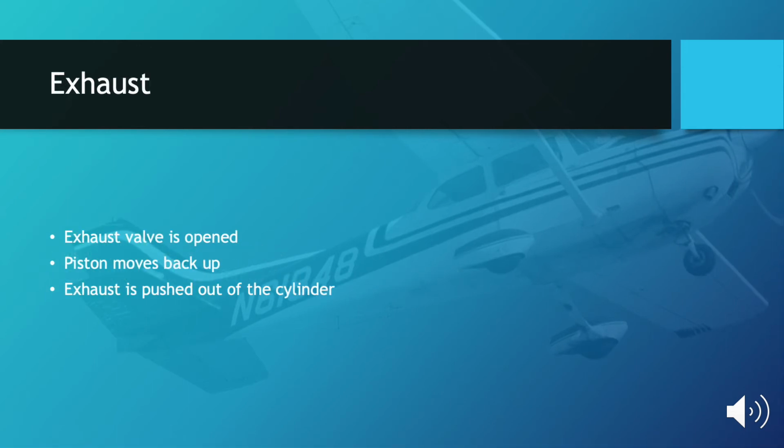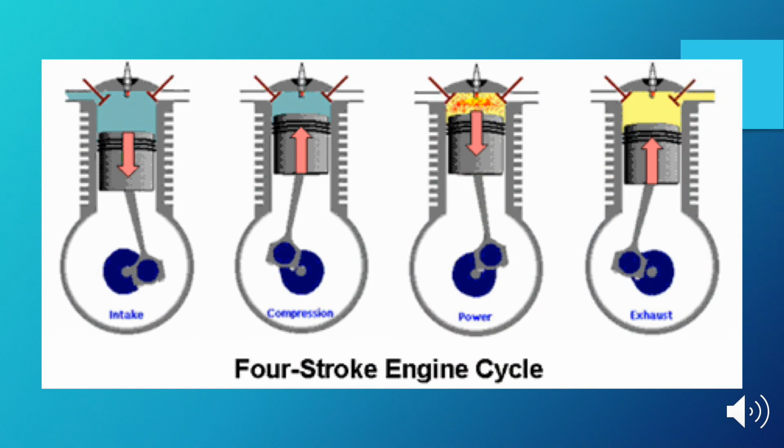The exhaust stroke occurs after the explosion of the power stroke. The exhaust valve opens up and the piston moves back up once again, pushing out all of the exhaust gas. Here we can visually see each of the 4 strokes and how the piston is connected to a rod which spins the crankshaft. This cycle repeats over and over again, thousands of times per minute.